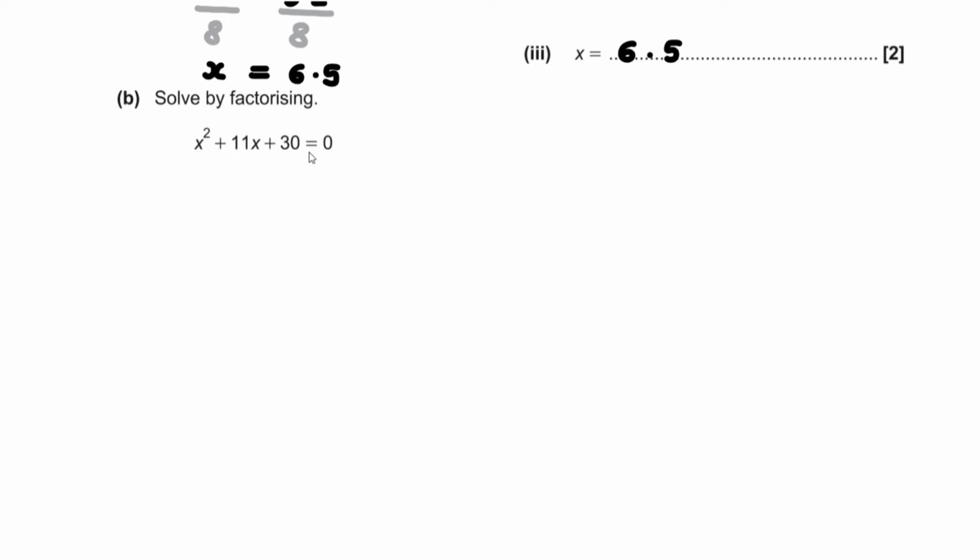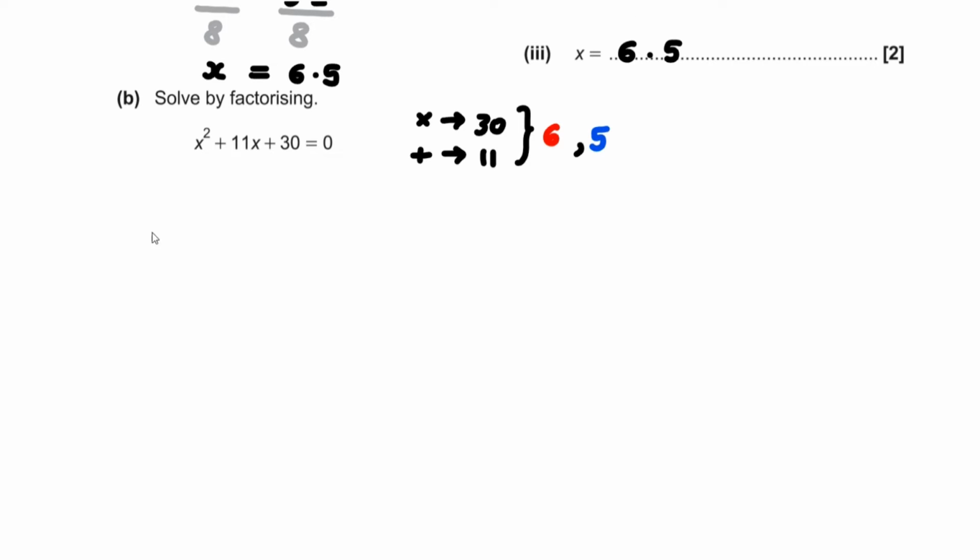Part B, solve by factorizing x squared plus 11x plus 30 equals 0. What we require here are two numbers which multiply to give the 30 and which add to give 11. What are those two numbers? Those two numbers are 6 and 5.